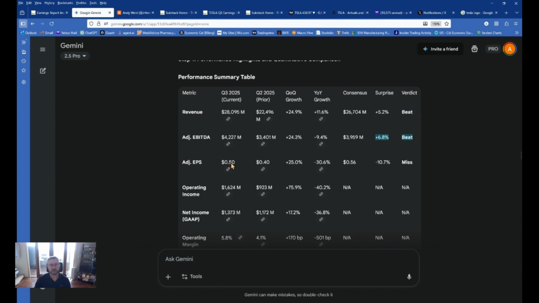But the real problem is on the EPS line, where we saw a miss. 50 cents achieved versus 56 cents under consensus. About a 10-11% miss. Now, that's what the market's going to focus on. We're going to need to understand why that's happening, so we'll see what insights the report can generate for us.